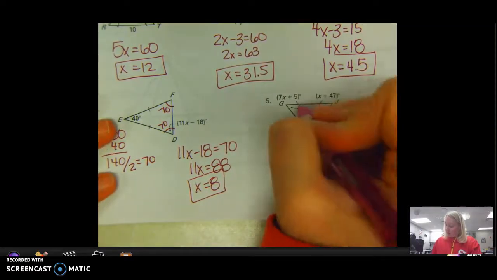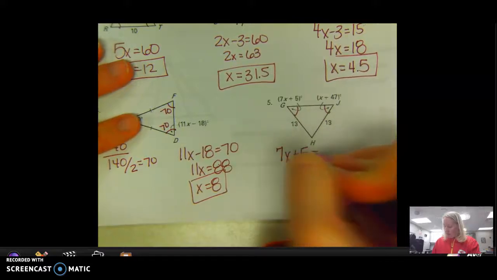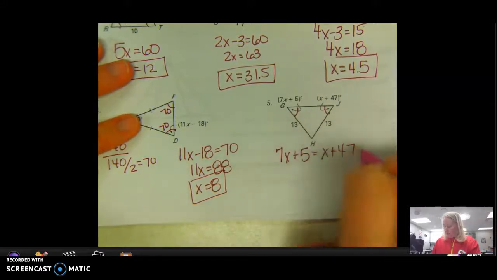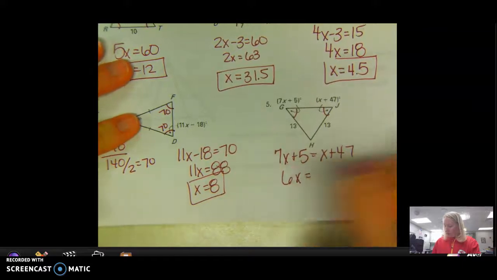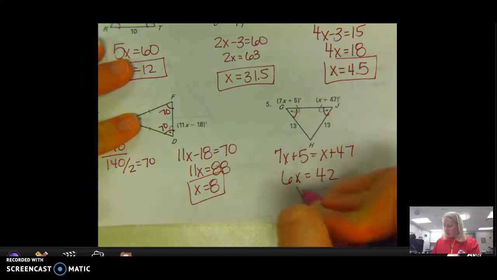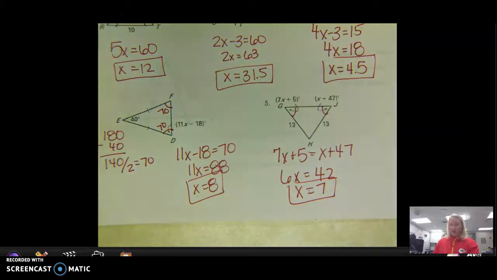This one, this side is equal to this side. So this angle equals this angle. 7x plus 5 equals x plus 47. I'm going to subtract x on both sides, so I get 6x. I'm going to subtract 5 on both sides to get 42. Divide by 6, I get x equals 7. Next page.